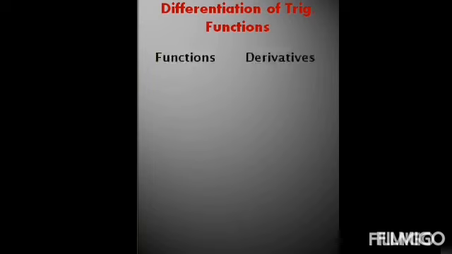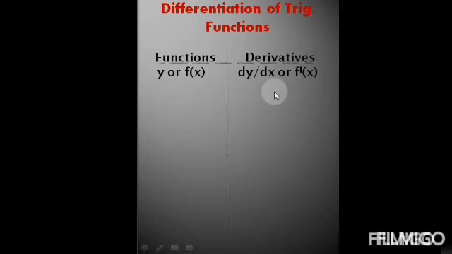Differentiation of trigonometric functions. We'll be looking into the derivative of trigonometric functions. We have 6 basic trigonometric functions. We'll find their derivatives. For a function, say y or f of x, the derivative of y is represented with dy dx. Derivative of f of x is represented with f prime of x.